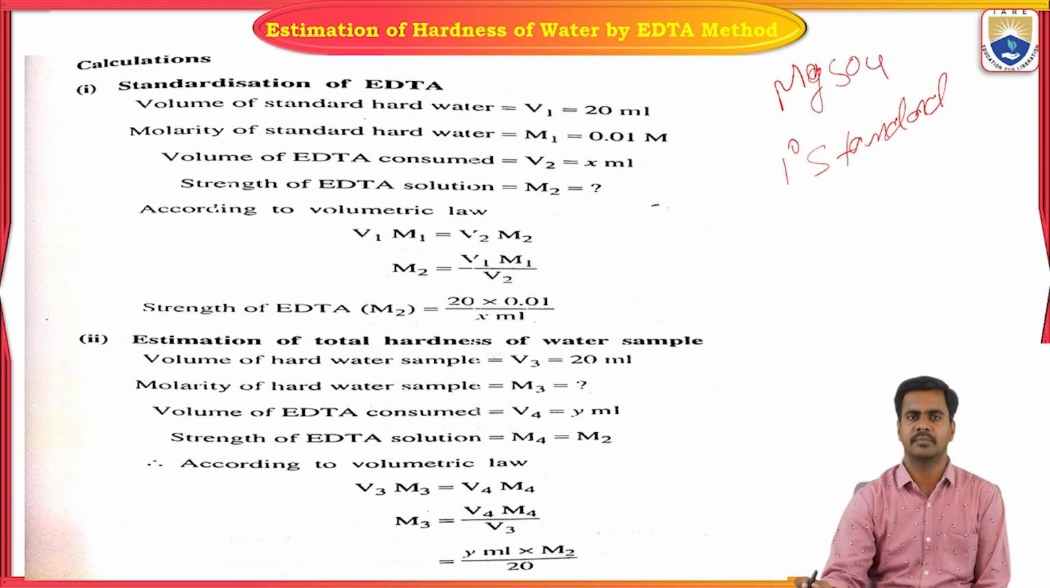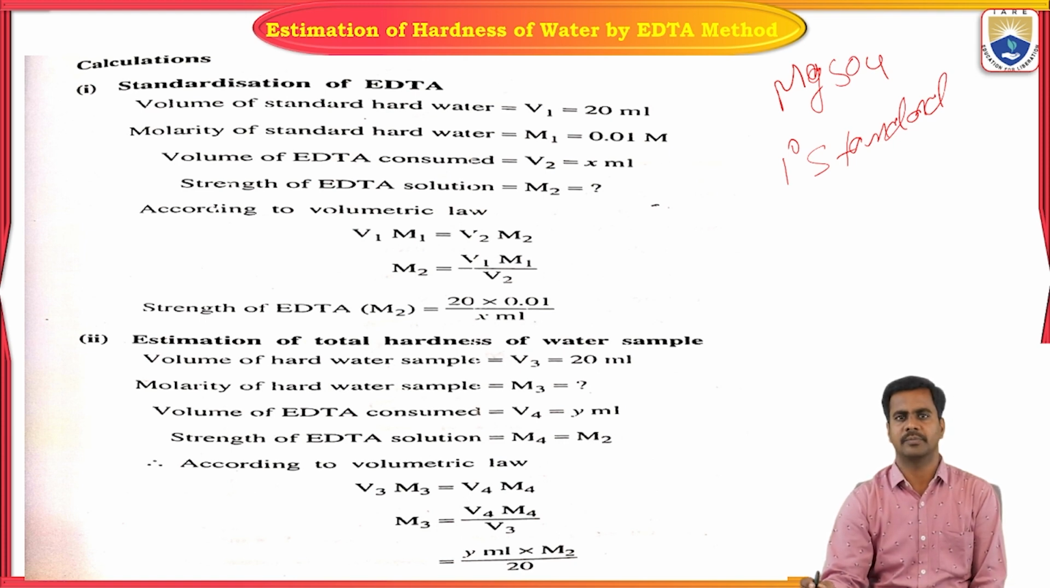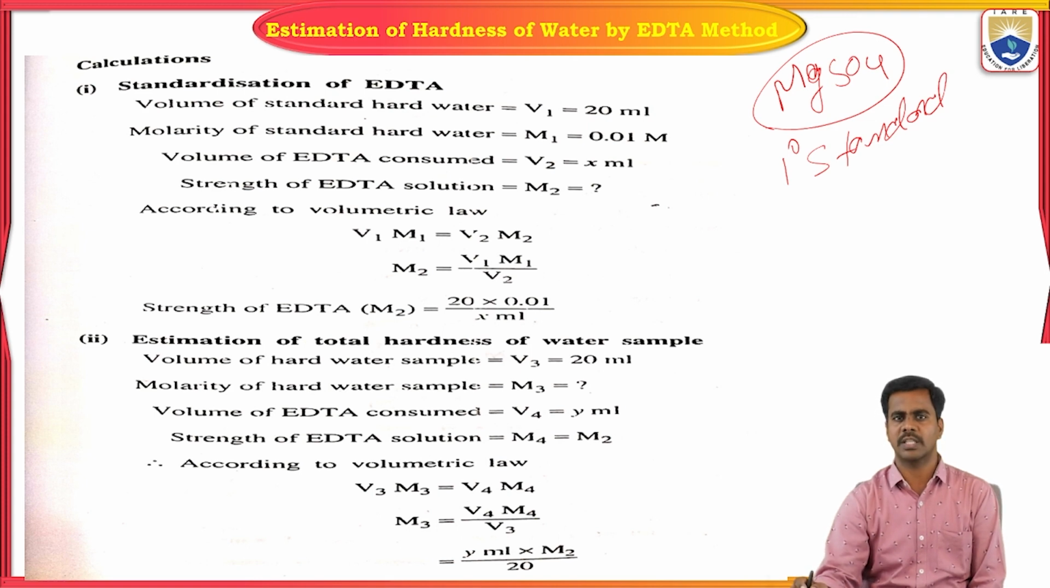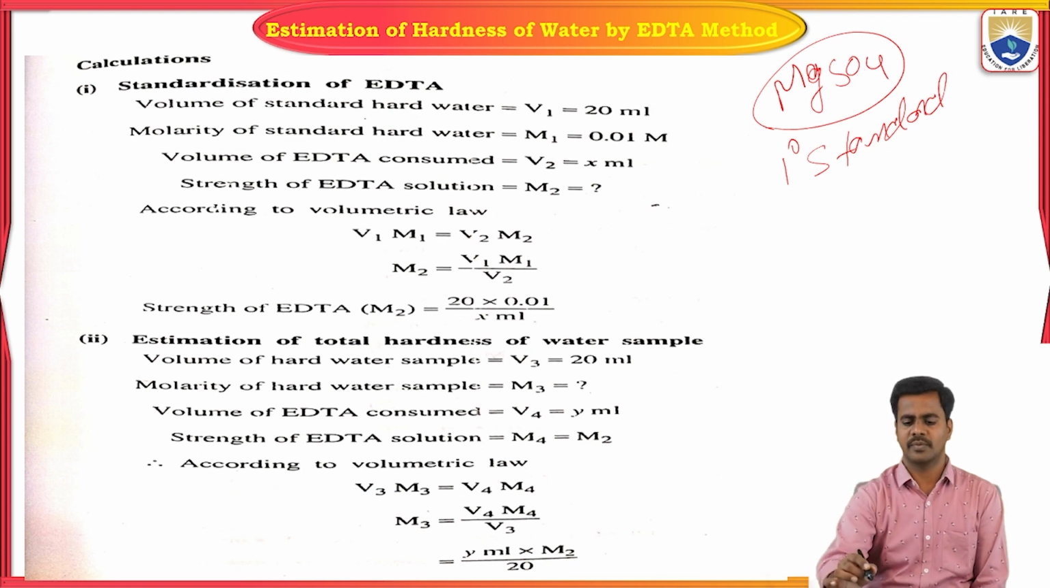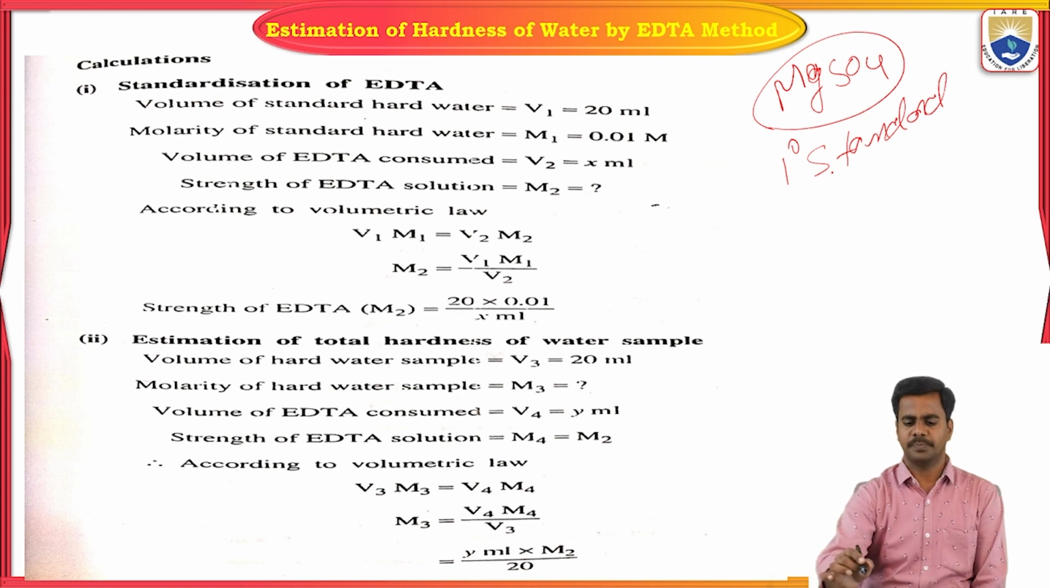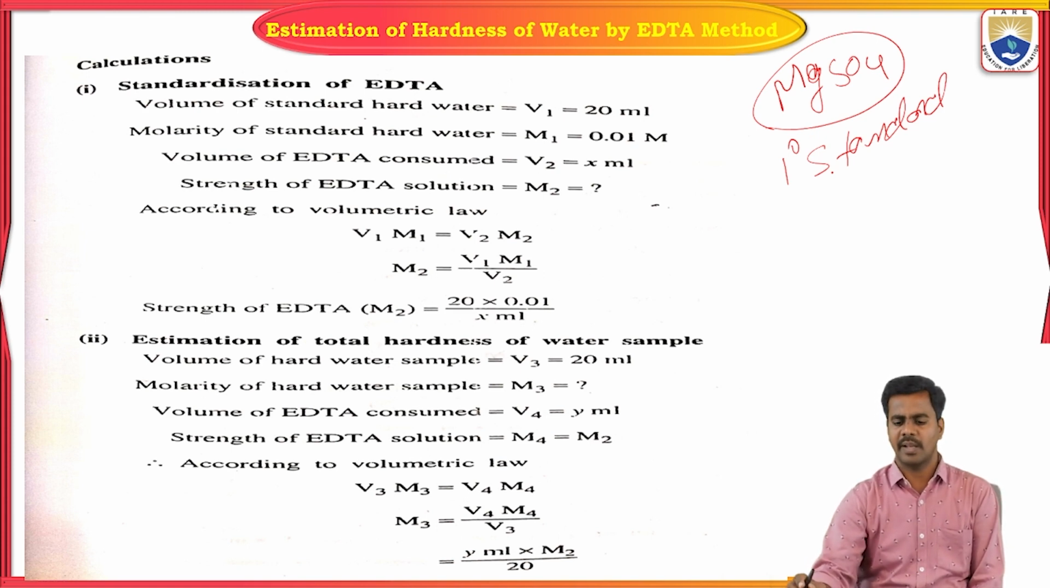That solution I am going to take as hard water. Why? Because MgSO4 is one of the salts responsible for hardness of water. That's why we can call it hard water. And MgSO4 can also act as a primary standard. So that's why we are going to use MgSO4 to standardize EDTA.